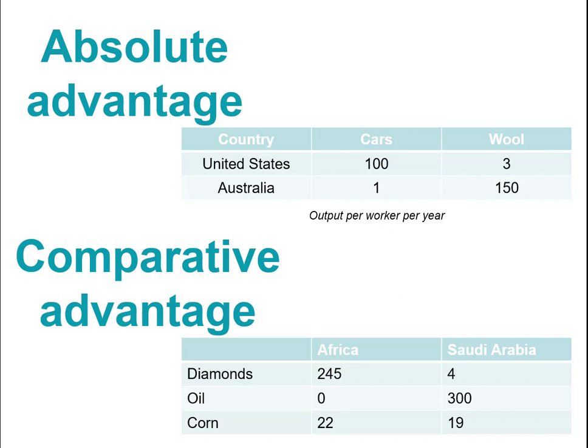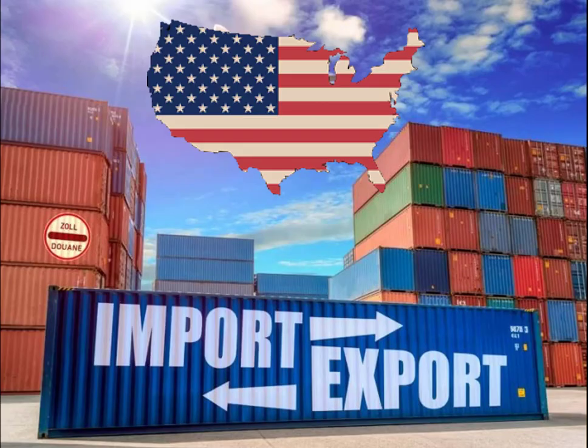Therefore, if we look at, just for comparison, Saudi Arabia, their diamond output is very low. Their corn output is very low, but their oil is very high. Therefore, we can see that when it comes to a comparative advantage, Saudi Arabia should produce oil and Africa should produce diamonds. They have a comparative advantage in the products they can produce. The one that's the highest is what they can produce more efficiently within their country, and that's what they should specialize in for their production.